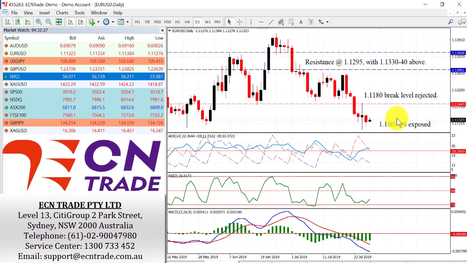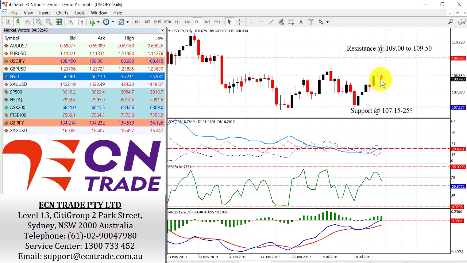Nevertheless, the market is still poised for a further test down from the ADX and also the MACD. So I would like to see one more challenge at least to 110.90 and reassess from there, with the resistance currently holding around 111.70.